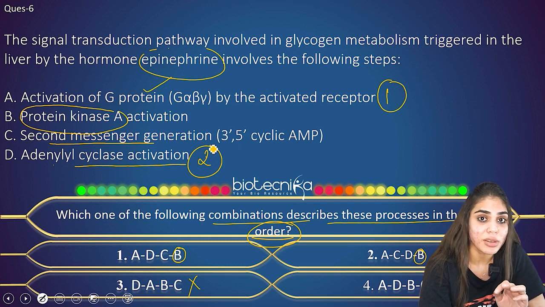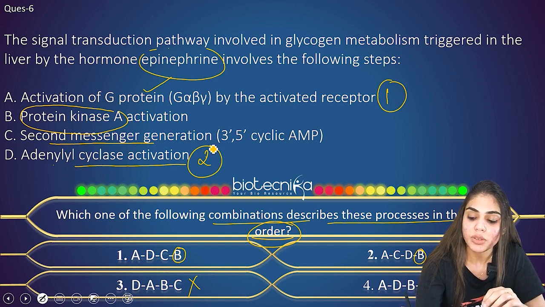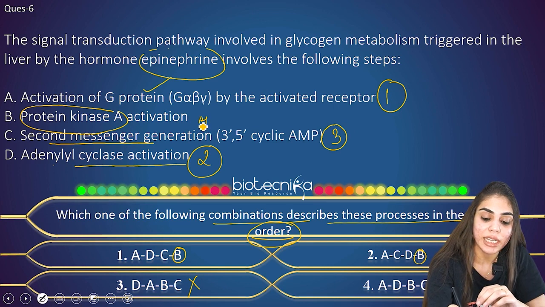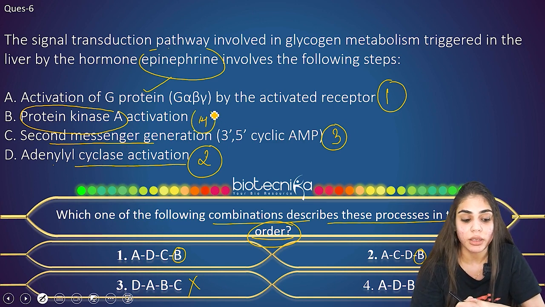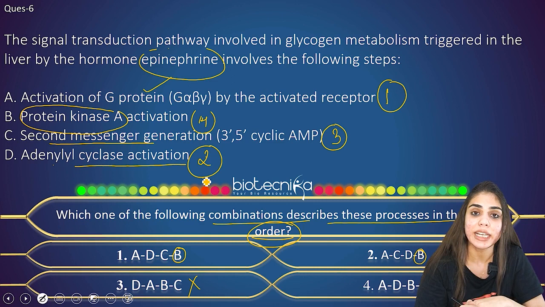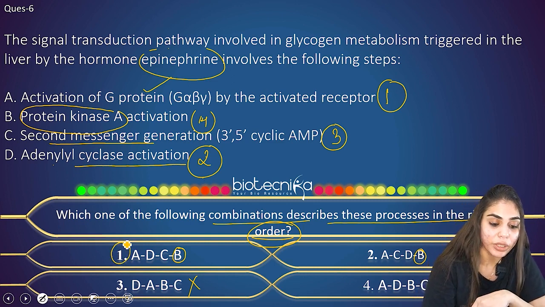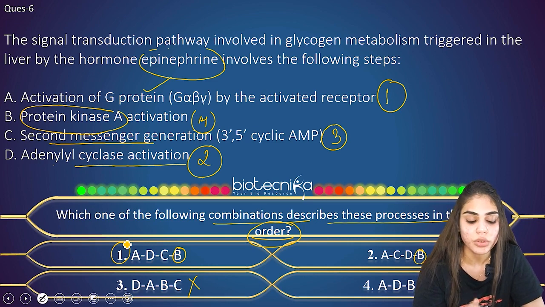It will act on its substrate ATP and convert this ATP into cyclic AMP. So cyclic AMP generation, and the last is the protein kinase A activation. So the right sequence is A, D, C, B. We can find A, D, C, B option only in the first option, that is number 1. So from here, this option goes right.